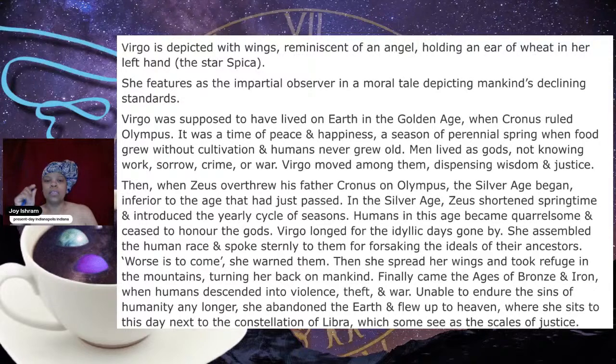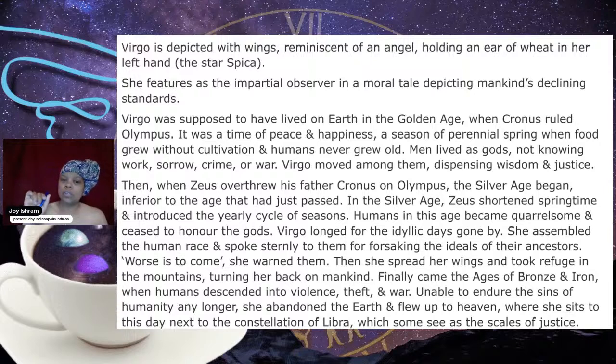Finally came the ages of bronze and iron when humans descended into violence, theft, and war. Unable to endure the sins of humanity any longer, Virgo abandoned the earth, flew up to heaven, where she sits today, next to the constellation of Libra, which is a lie, which some see as the scales of justice.